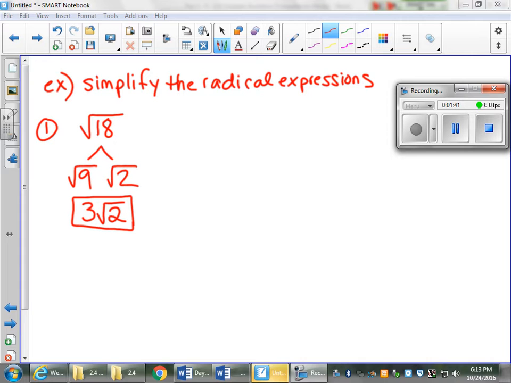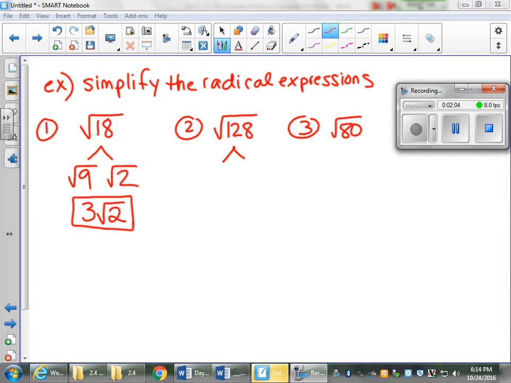For some other examples, we're going to do 5 others reviewing these properties. Let's go ahead and try radical 128 and radical 80. So take another minute, pause the video, see if you can go ahead and break those two down. I'm going to keep going.